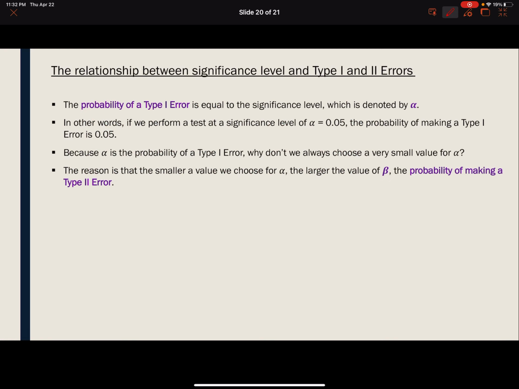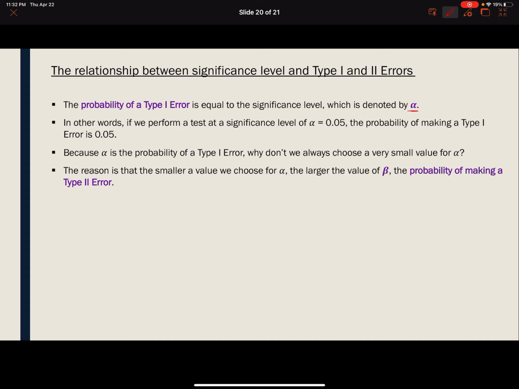So why do we want to talk about which type of error is worse than the other? The reason for that is that we will choose our significance level based on trying to mitigate the worse error. So the probability of a type 1 error occurring is equal to our alpha level. So if we have a standard alpha level of 0.05, then we have a 5% chance of making a type 1 error.